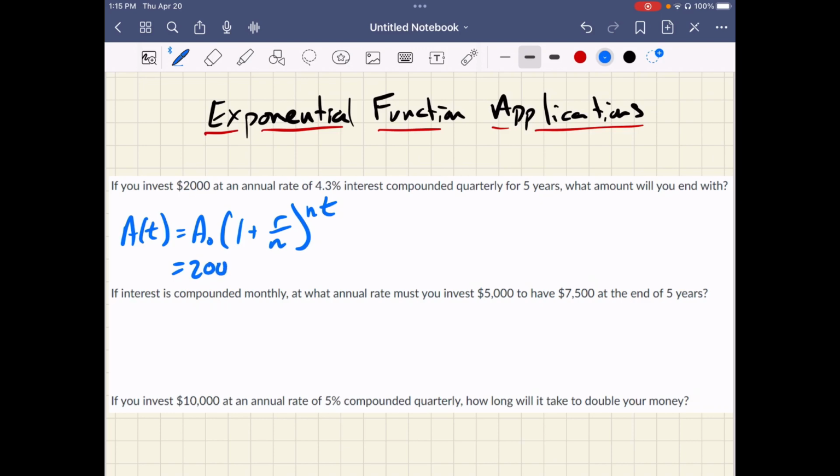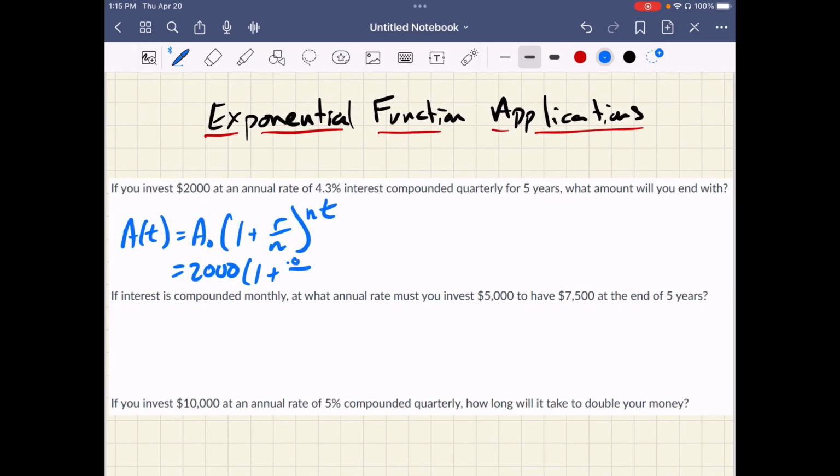So I have 2,000 was how much I started with. And I've got 1 plus my rate, which is 4.3%. I don't want it as a percent, I want it as a decimal, so I'm going to rewrite that as 0.043. Simply just move that decimal 2 to the left. Over n, n comes from this right here, quarterly, which means 4 times per year. So I've got 4 there, and then I have 4 times the number of years, which is 5.